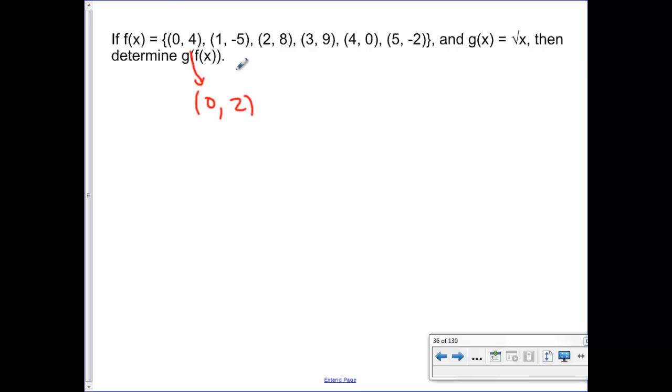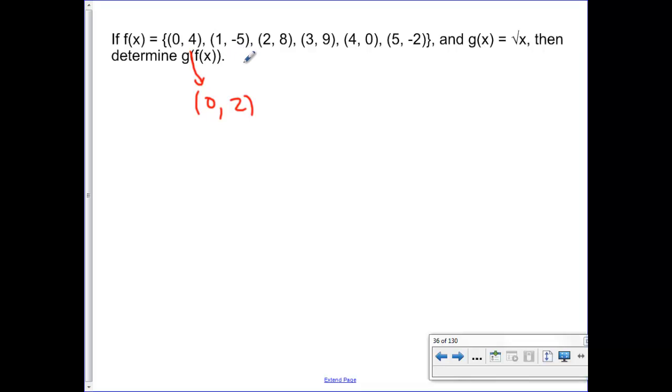Done. So the first point, the point is 0, 4. So the y value gets square rooted. So x is still 0, but now the y value is no longer 4, it's now 2. You're just taking the y values. We're only square rooting the y.